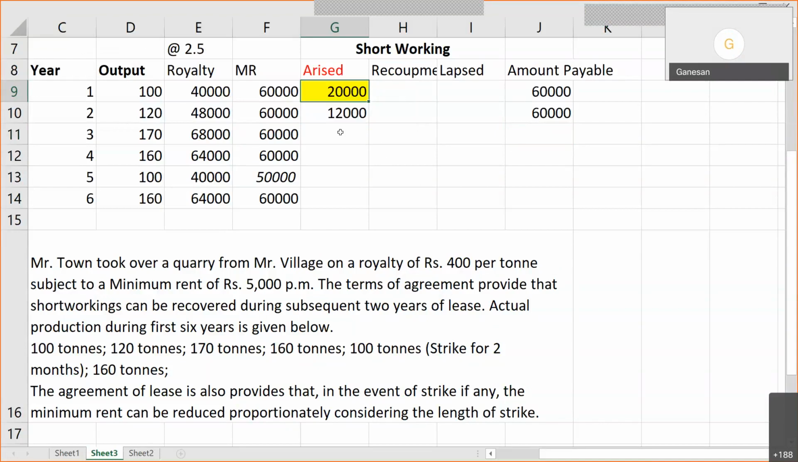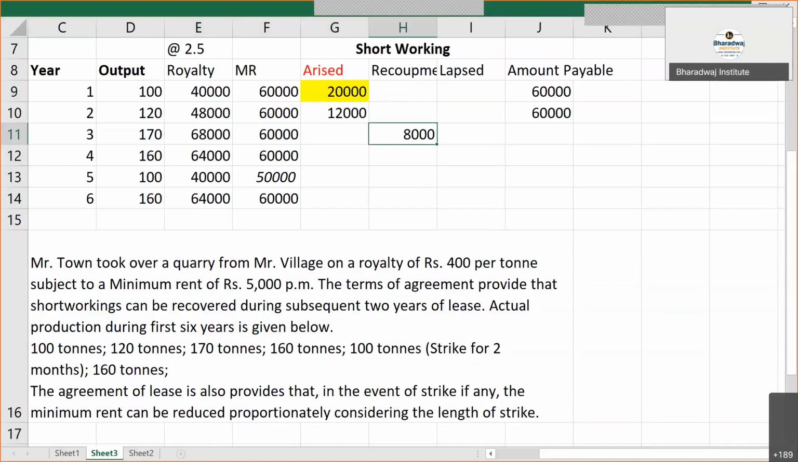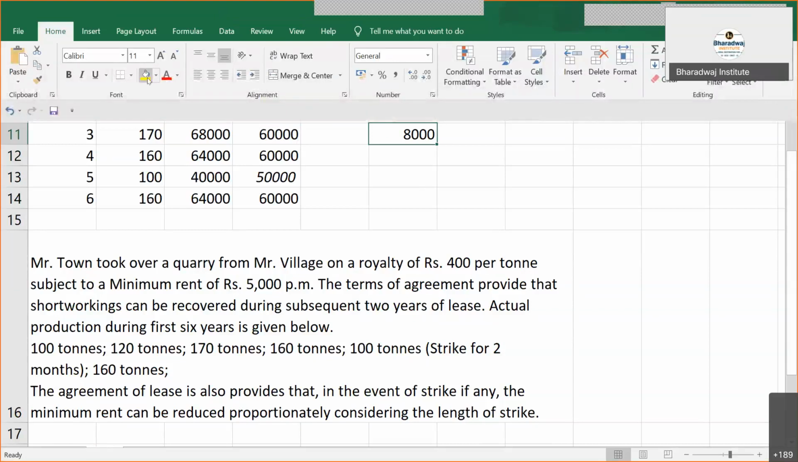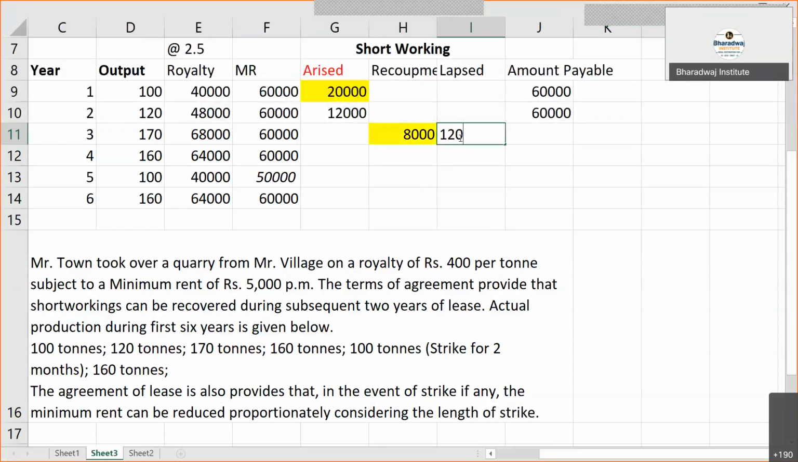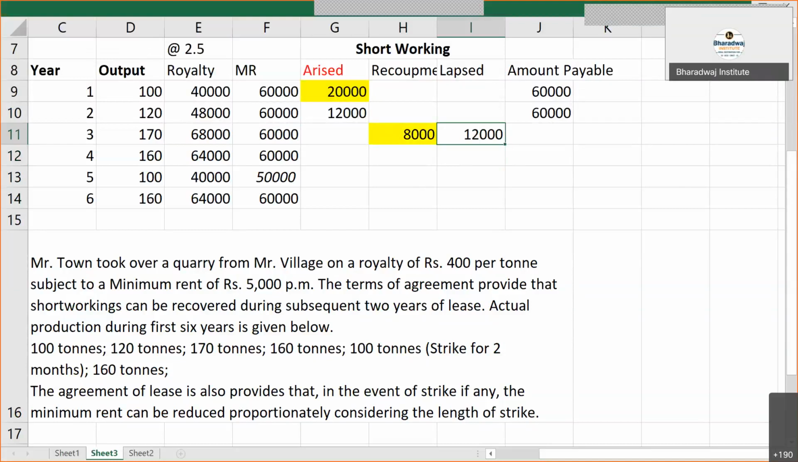Okay. For this 20,000, you can wait for the subsequent 2 years. So you can wait till the 3rd year, where 8,000 is recovered. The surplus available is 8,000. You recover 8,000. Out of 20,000, 8,000 is recovered. The remaining 12,000 will be lapsed.